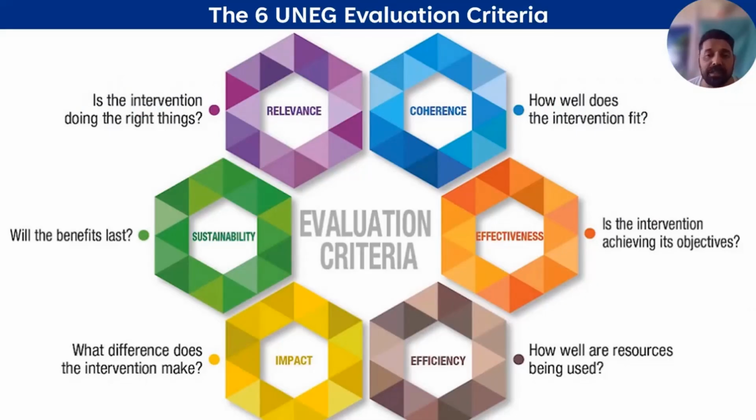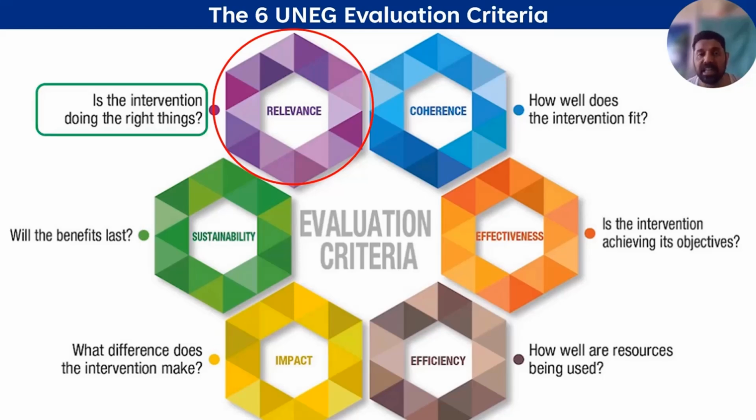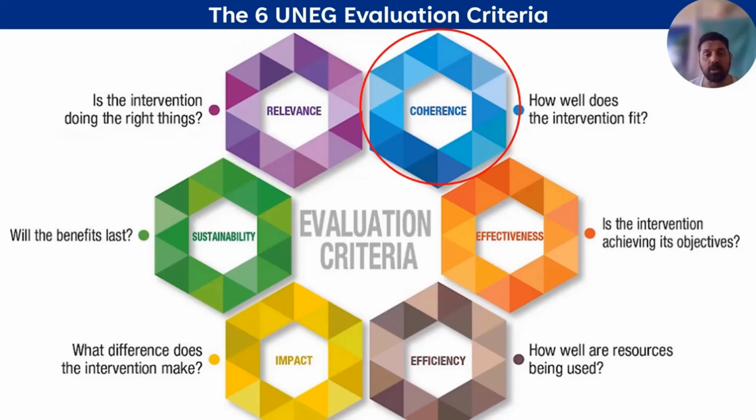Here you can see, the first one we have is relevance. These are the 6 United Nations Evaluation Group evaluation criteria. The first one is relevance. Is the intervention doing the right thing when you are conducting evaluation? So in relevance, what is your main question? Then you can add a lot of sub-questions that we will discuss in the next slide. But the key question for relevance is: is the intervention doing the right thing, and is it relevant to the people and to the stakeholders?